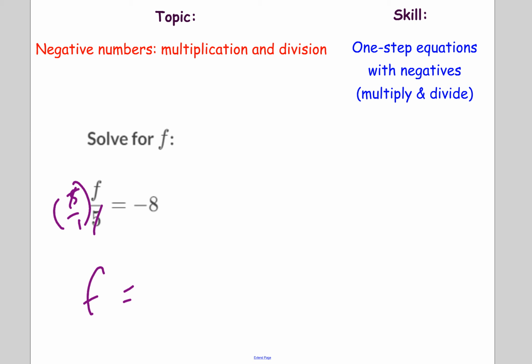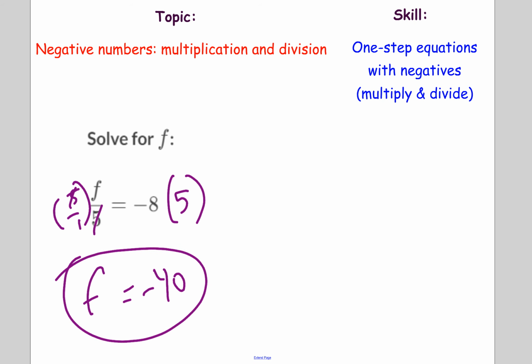So if I multiply one side of the equation by 5, to keep it balanced, I need to multiply the other side of the equation by 5. So negative 8 times 5 is negative 40. Once again, I know people are going to be tempted to take shortcuts. Please, please, please don't do it. I promise you it will make your job a lot easier.